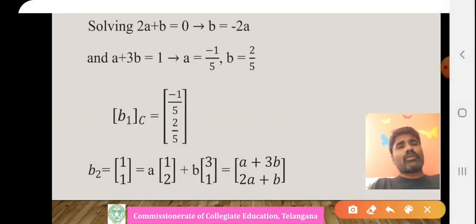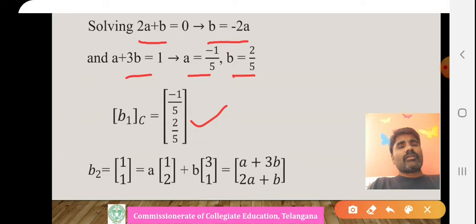2A plus B equals 0 implies B equals minus 2A, and A plus 3B equals 1, so by simplifying we get A equals minus 1 by 5, B equals 2 by 5. Therefore, the coordinate vector of B1 with respect to C is given by (minus 1 by 5, 2 by 5). This is the coordinate vector of B1 with respect to C.